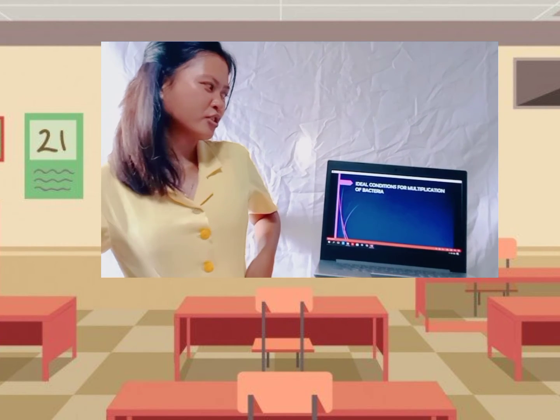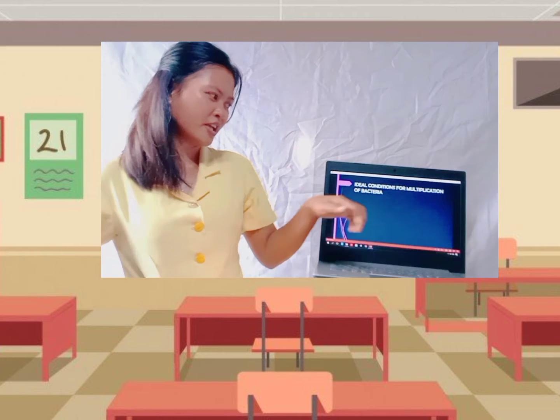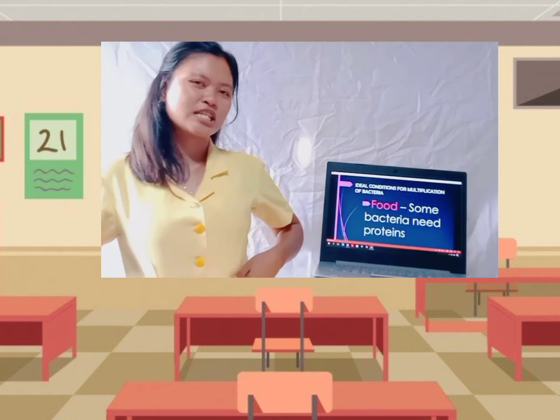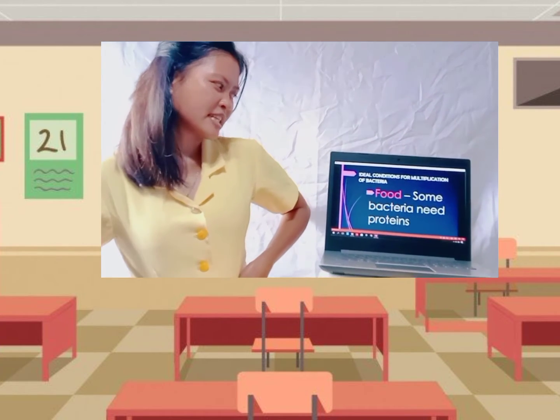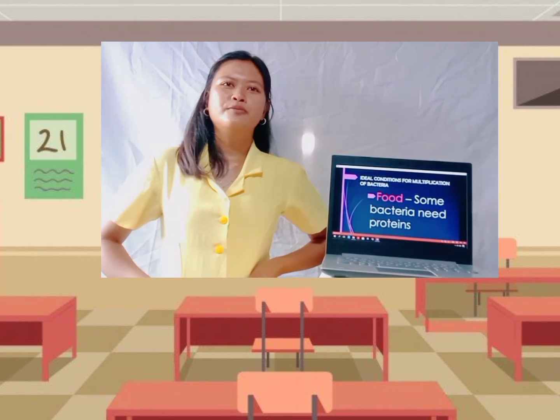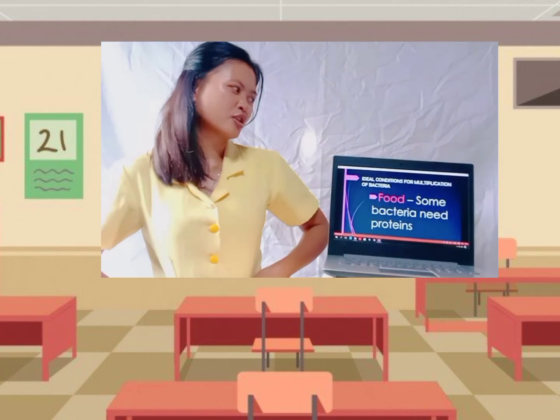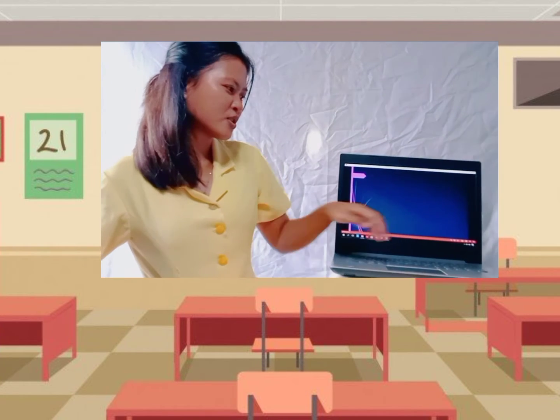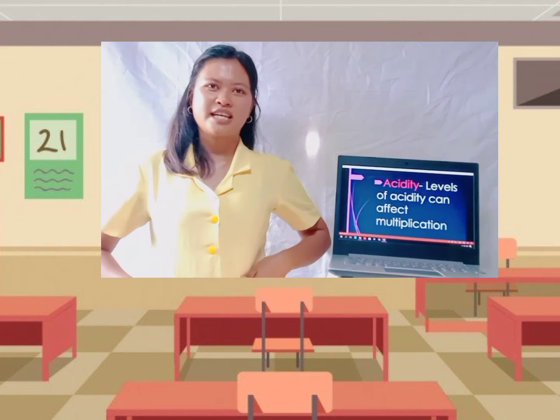Here are the ideal conditions for multiplication of bacteria. First is the food. Some bacteria need proteins. We need food because it provides energy and nutrients for bacteria to grow. High-risk foods, particularly protein foods such as chicken and dairy products, are rich in nutrients and moisture and so promote bacterial growth.